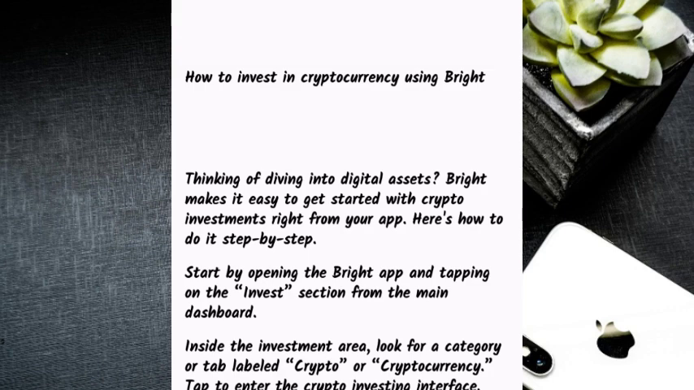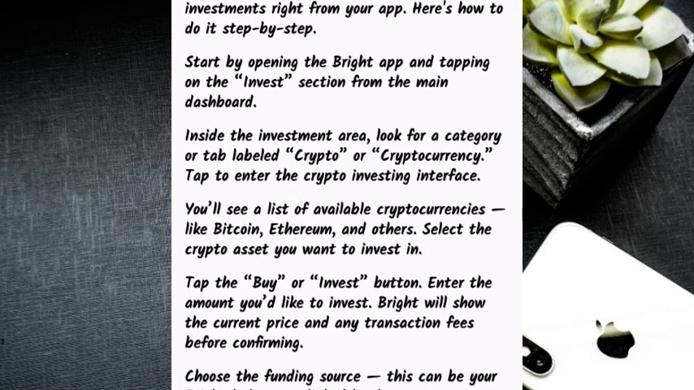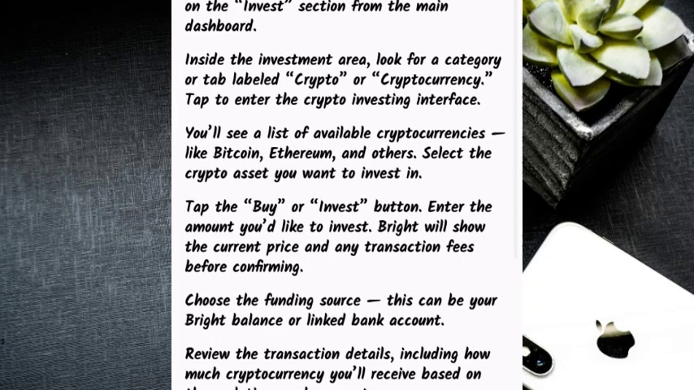Start by opening the Bright app and tapping on the invest section from the main dashboard. Inside the investment area, you want to look for a category or tab that's labeled crypto or cryptocurrency. Tap to enter the crypto investing interface. You're going to see a list of available cryptocurrencies like Bitcoin, Ethereum, and others. So just select the crypto asset that you want to invest in from the list.